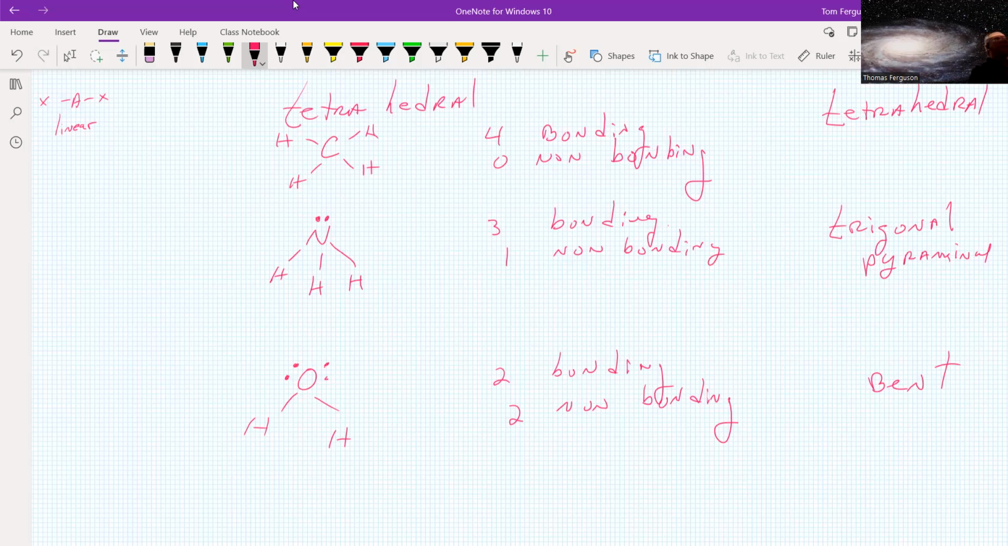And remember, this is per central atom. So like I showed you up above with acetic acid, there are three central atoms, three analyses. That means there's three electronic geometries and three molecular geometries, one per central atom.